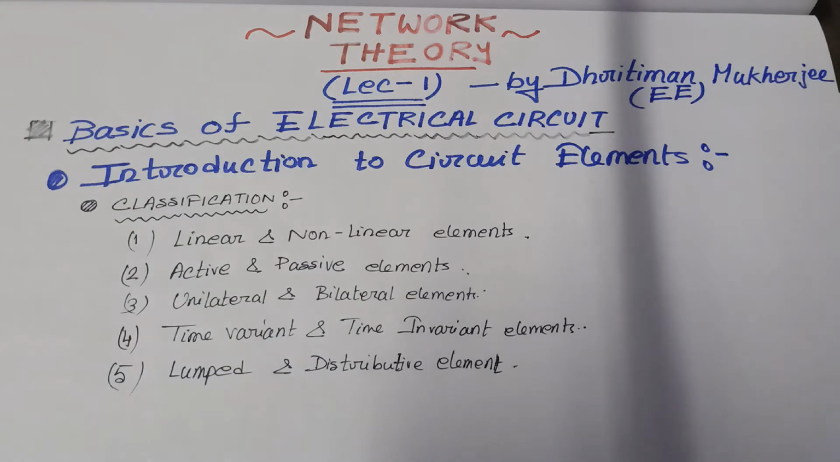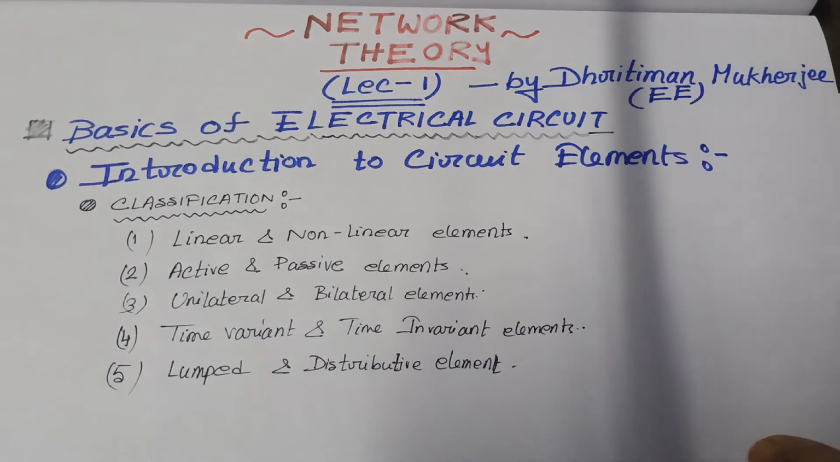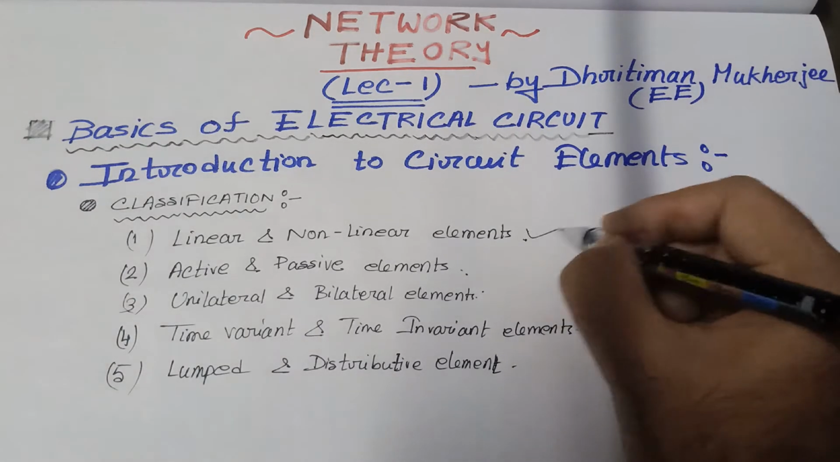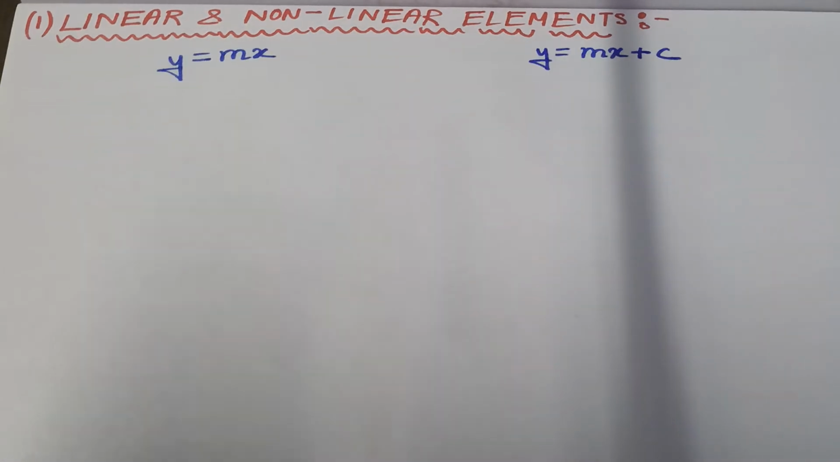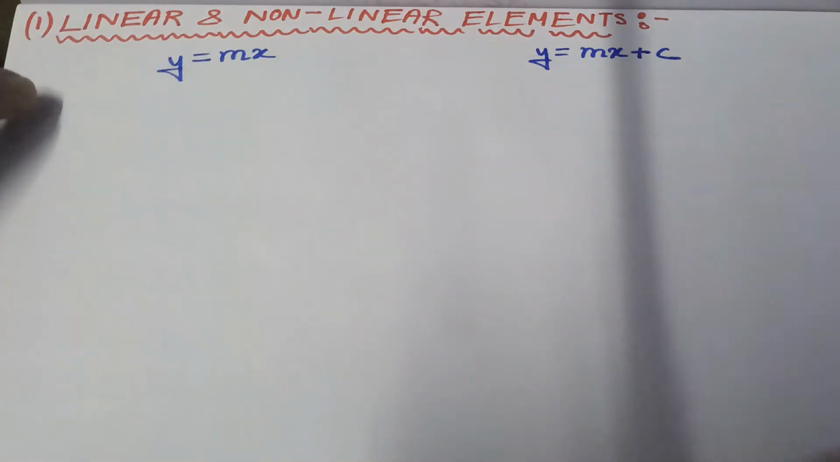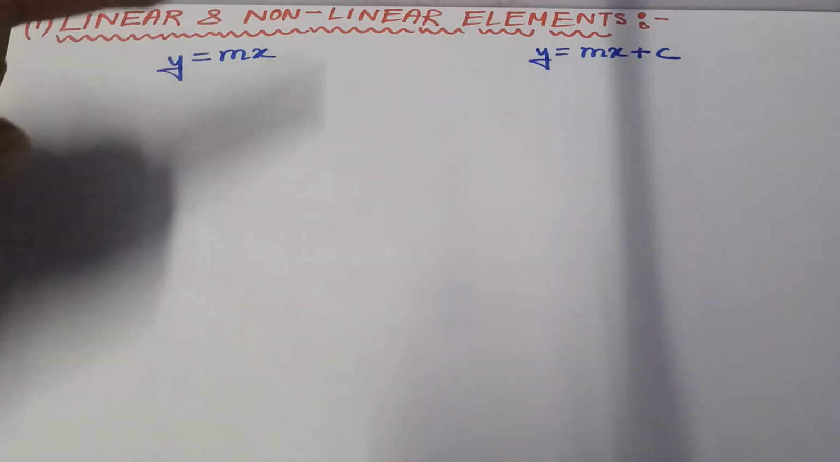In order to begin with network theory, you need to learn all these classifications, and I will start with linear and non-linear. So number one, linear and non-linear elements. I think you all have an idea about a straight line. There are two equations, y equals mx and y equals mx plus c. Do you know the difference between these two plots?